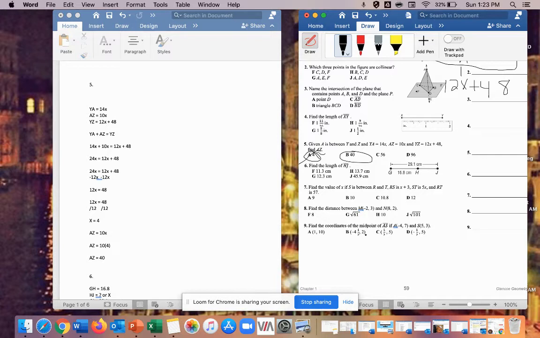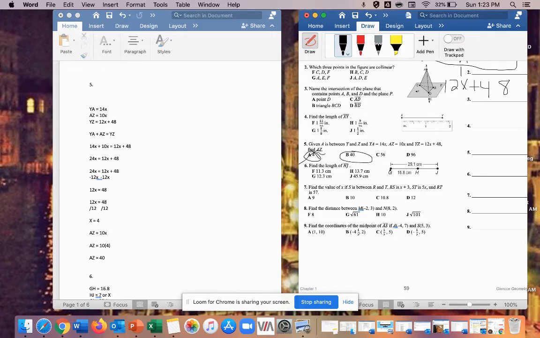All right, so find the length of HJ. HJ is this section of the segment right here. So we know that GH right here equals 16.8, and GJ, the whole segment, equals 29.1. So if you go from Greg's house to Herschel's house, and then from Herschel's house to Jake's house, the whole trip was 29.1 centimeters. They live really close together.